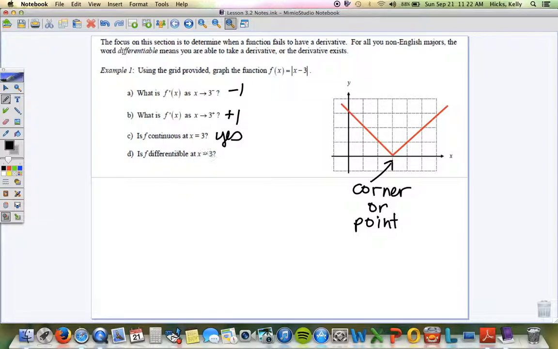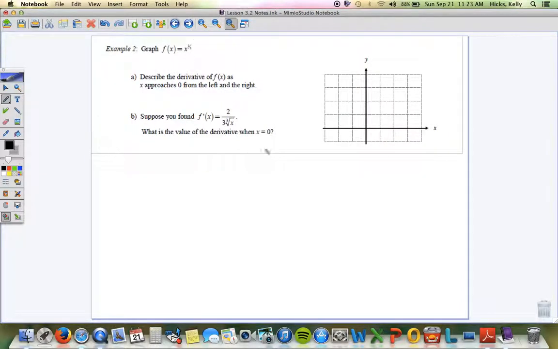So, to answer our question, is f differentiable at x equals 3? No, it is not, because there's a sharp corner there, and because the derivative on the two sides is so different that there's no smooth path to get from one derivative to the other. Let's look at the next one.